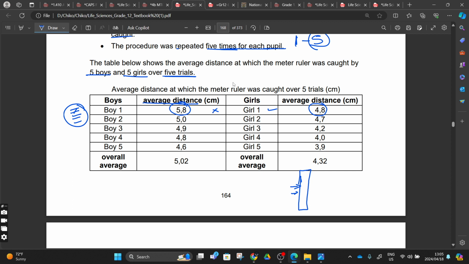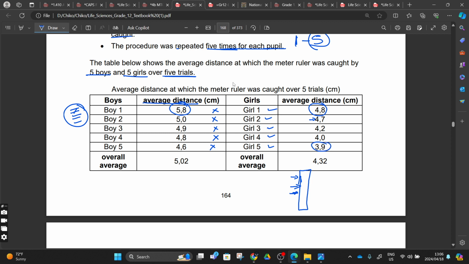And then boy number 2, he held it at 4.7. This is before 5.0, so this one was low, and she was fast. Then number 3, he held it at 4.9 up here, and she held it at 4.2. She was fast, he was slow. So you can see our guys were slow, our girls were fast. We're having this one as the fastest reactor.